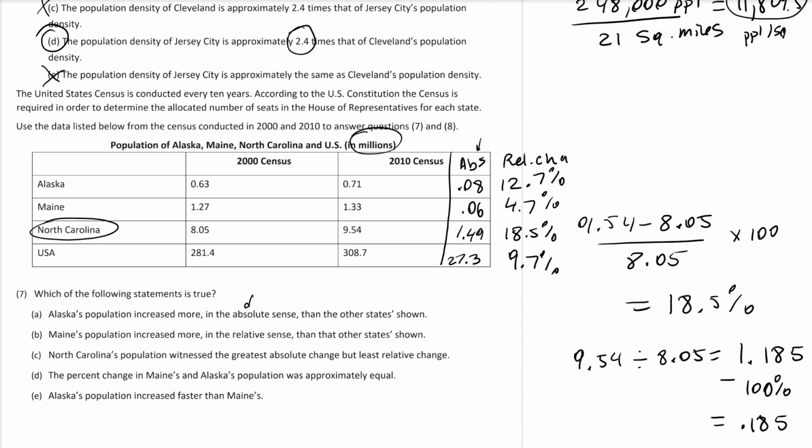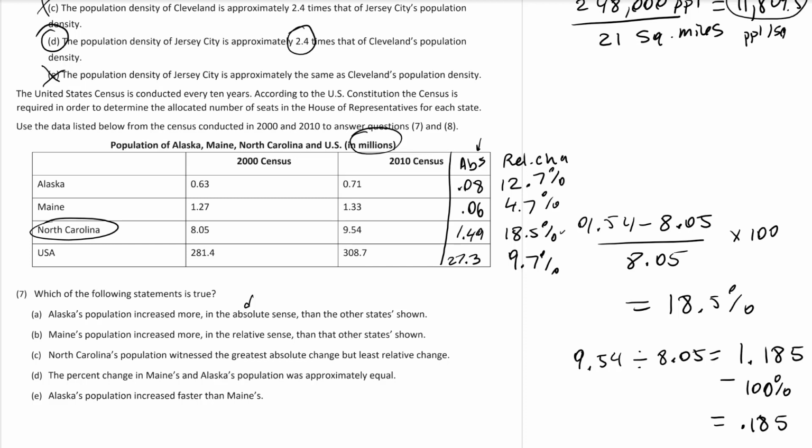Now let's look through each choice. Alaska population increased more than the other states shown. That's actually not true. It's only increased more than Maine. Maine population increased more in the relative sense than any other state. No, it's only 4.7%, so it is actually the smallest of the three. North Carolina population witnessed the greatest absolute change. So North Carolina has the greatest absolute change. That's true, but the least relative change? No, that's false. It actually had the greatest absolute and relative change of all the states.